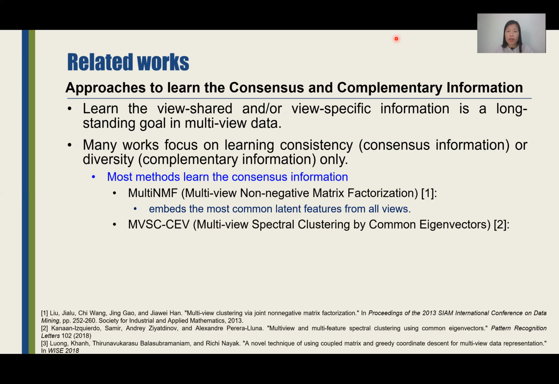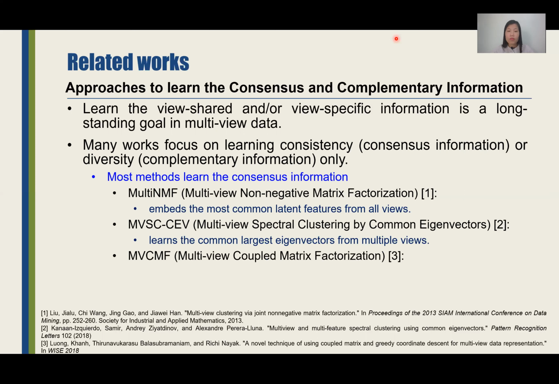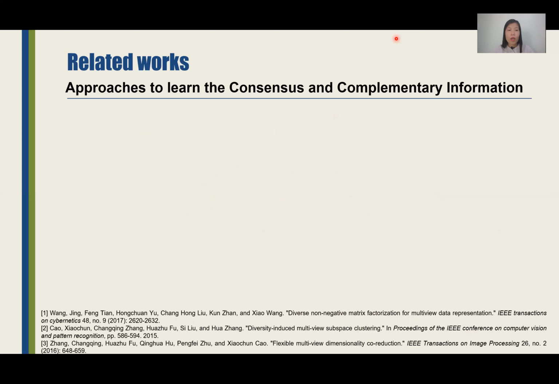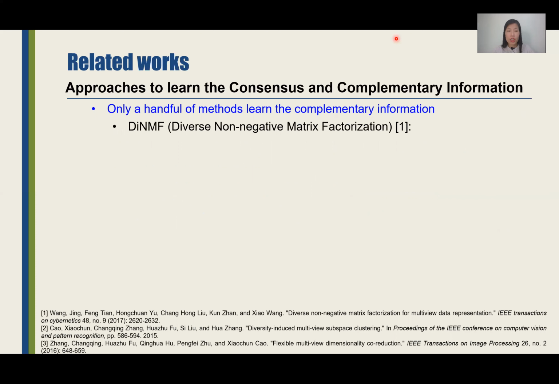MultiView spectral clustering by common eigenvectors learns the consensus information by learning the common largest eigenvectors from multiple views. MultiView coupled matrix factorization learns the consensus information by learning the common representation shared in multiple views using coupled matrix factorization. Only a handful of methods learn the complementary information.